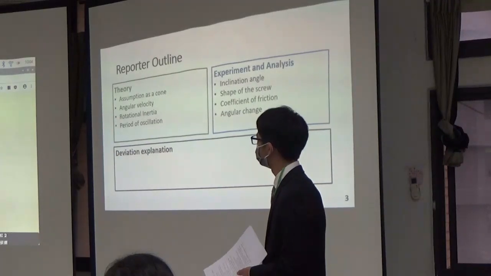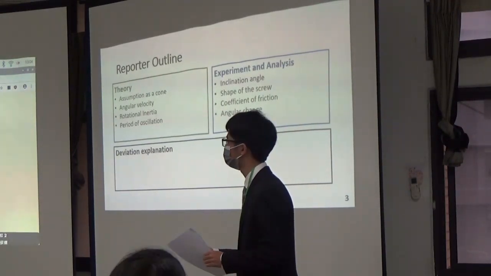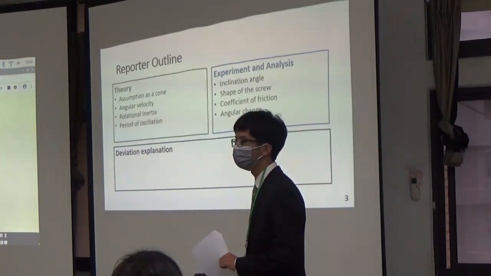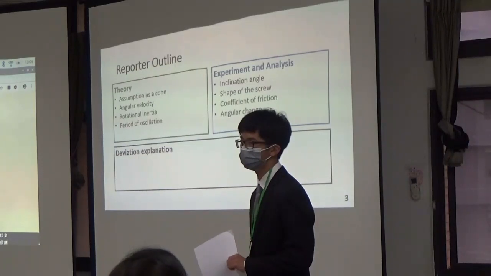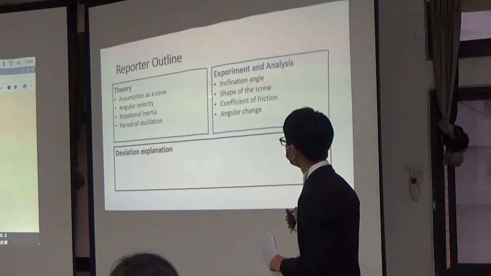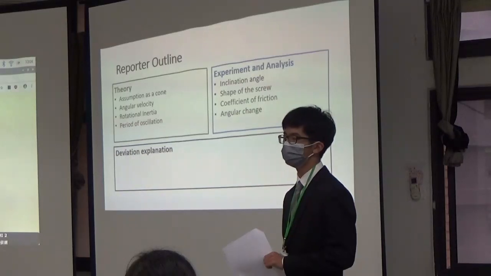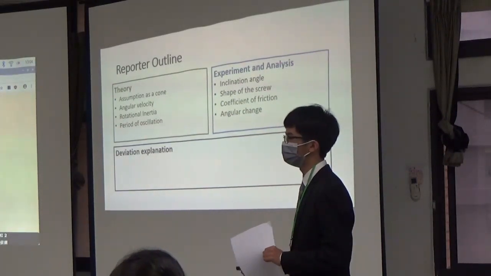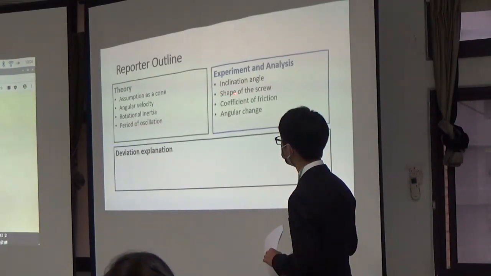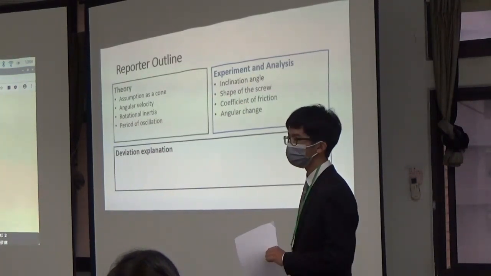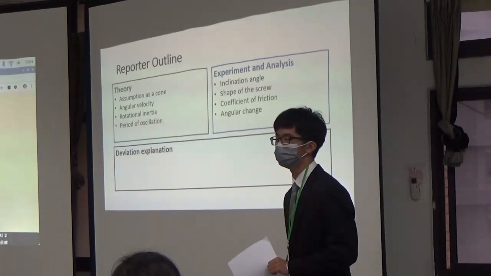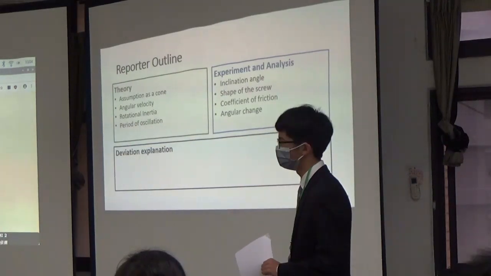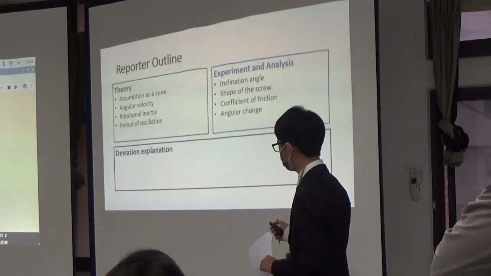So in the theory part, he assumed the screw as a cone, and he calculated the angular velocity, also using rotational inertia to calculate the period of oscillations. And in the experiment part, he changed 3 different parameters. First is the inclination angle: when it is increased, the angular acceleration will increase. Then the shape of the screw and the coefficient of friction. Also, he analyzed the angular change of the screw. However, I believe he lacked comparison with the theory, and didn't explain the deviation from the theory.